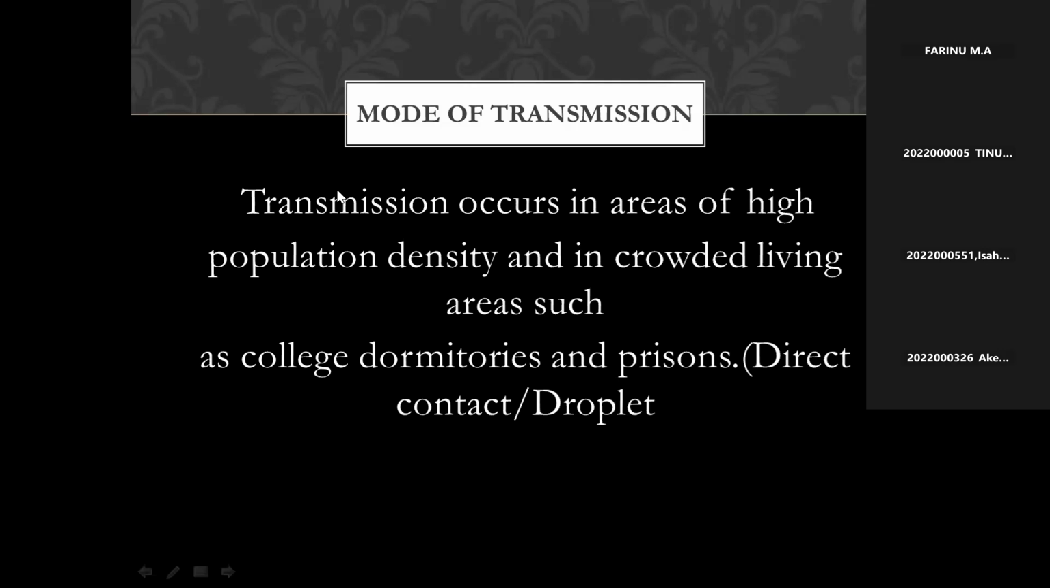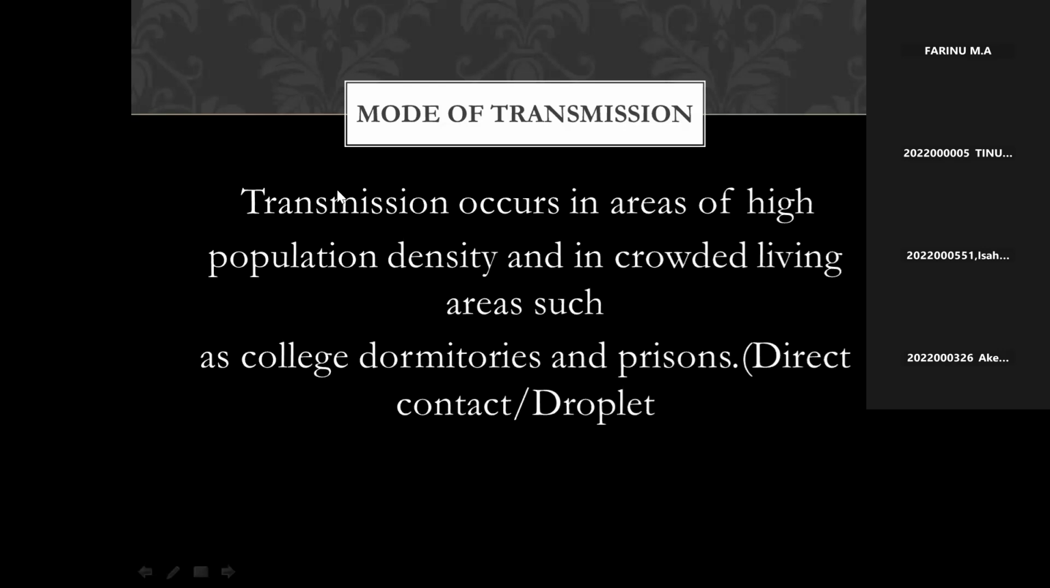So mode of transmission. Let's take note that transmission occurs in areas of high population density, in areas that are overcrowded, like college dormitories and prisons. That's why when you want to educate your patient, you tell them they should avoid overcrowded areas, because there is high possibility that this particular meningitis you can actually contract in what? Overcrowded areas.